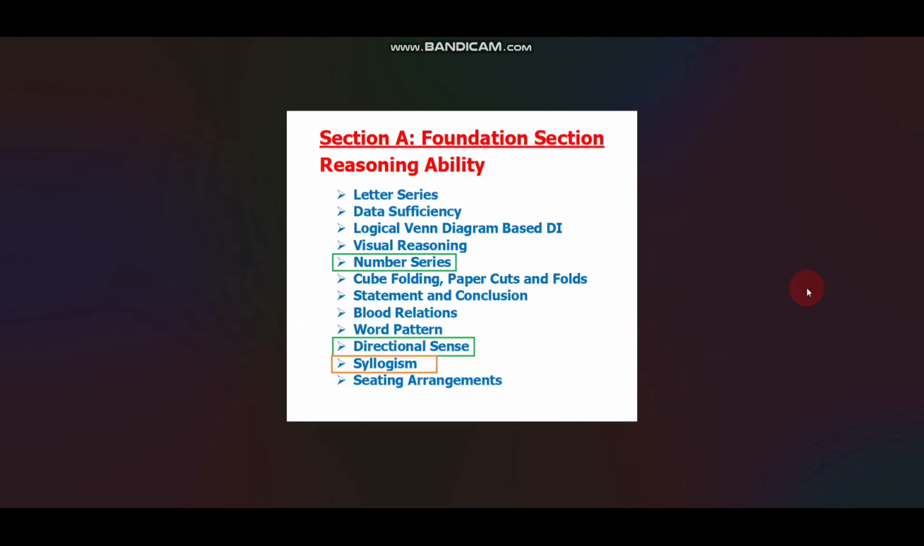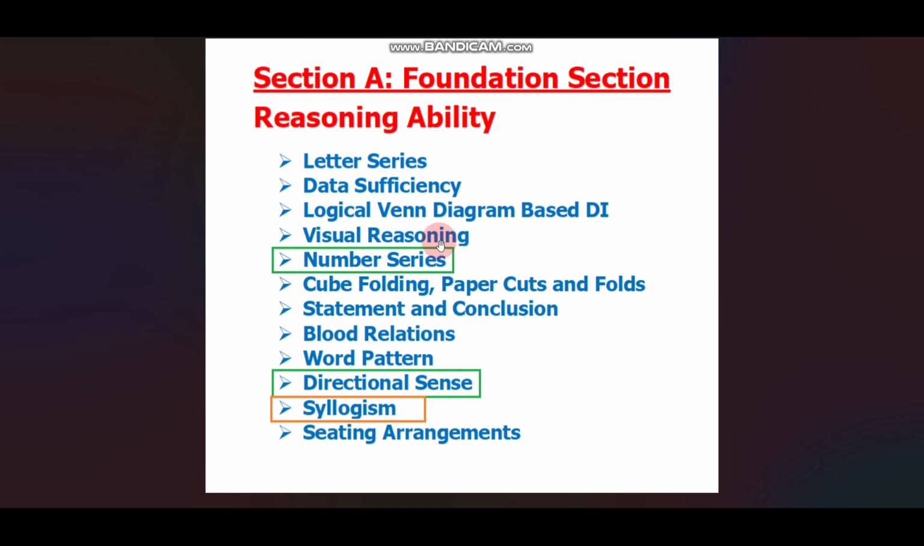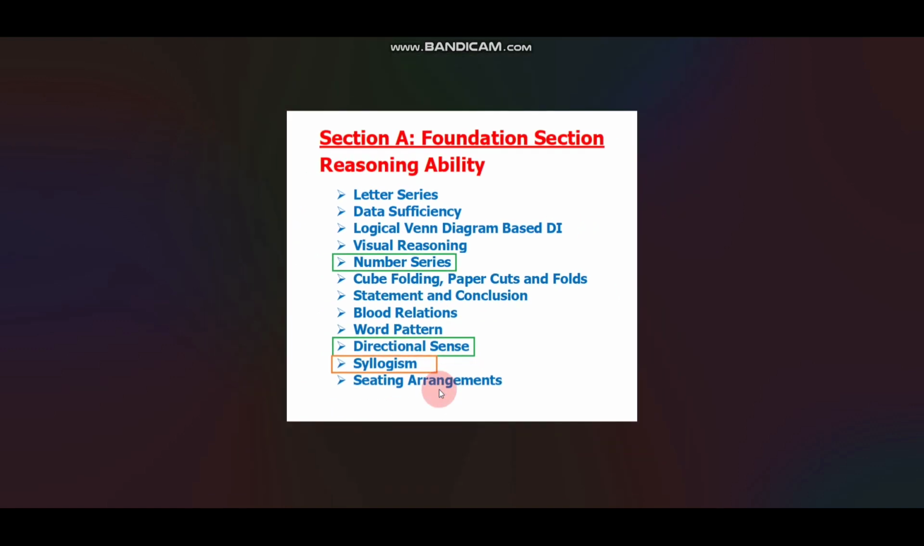So before solving the questions, first let's take a look at the syllabus. So this is the syllabus, and here green boxes are indicating that these topics we have already completed, and this orange box is indicating that today we will complete this topic. So we have already completed directional sense and number series, and today we will complete this syllogism. So let's get started.